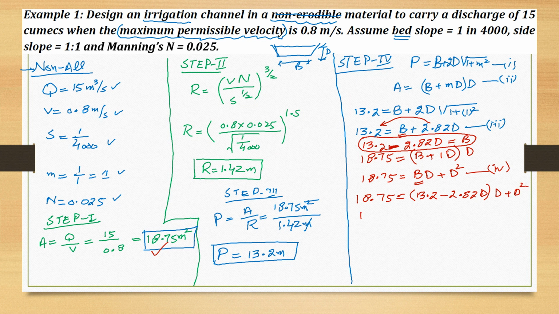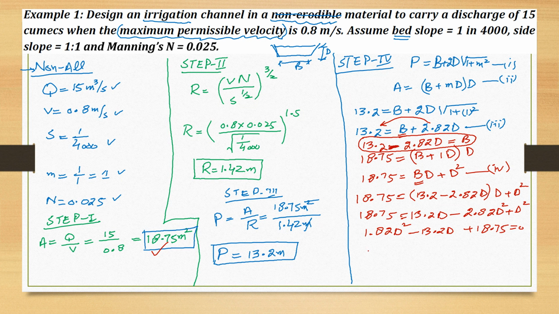So simply solve this one, and this is simple algebra. You have to manage or rearrange the equations according to your method of interest. This will be minus 2.82D square plus D square, and when we rearrange this equation, it will be 1.82D square minus 13.2D plus 18.75 equal to 0. When you solve this equation in a calculator, you will get two values of D. But in design we only get one value.